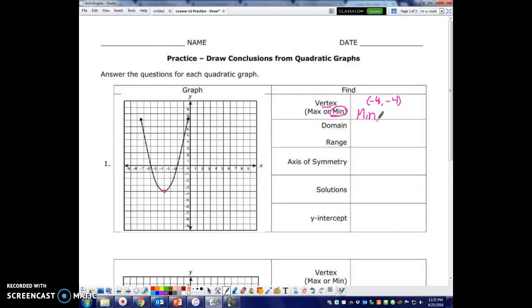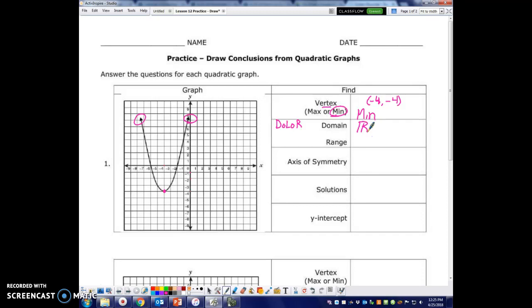Now for domain, remember, domain is left to right. Okay, domain is left to right. So how far left is this going to go? Forever. How far right? Forever. So the domain is all real numbers.